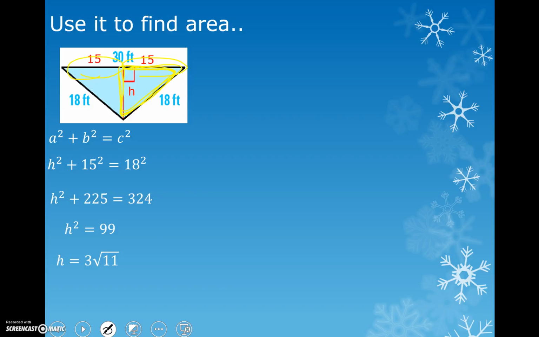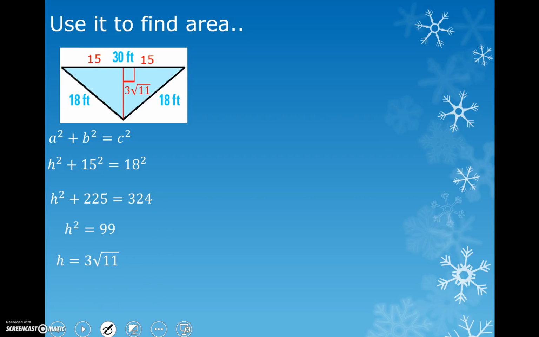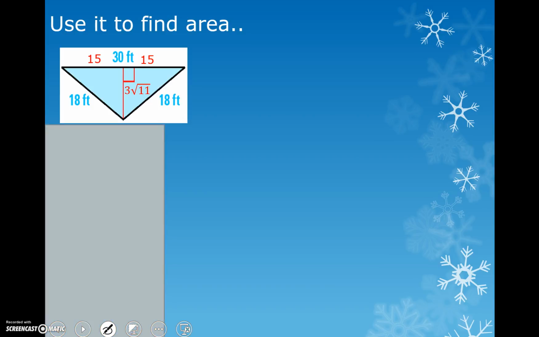If you need more practice with simplifying radicals, please let your teacher know. We can give you some more examples with this. All right, so now I've identified what the height is. Let me erase what I have on here, and I'm going to redraw. So I know now the height is 3 square root of 11.